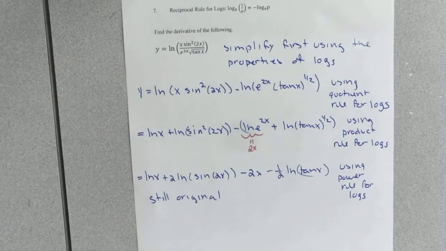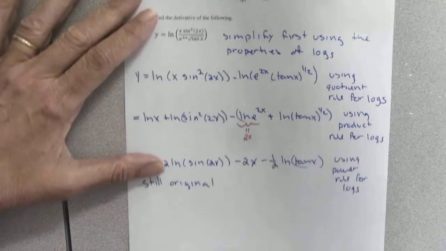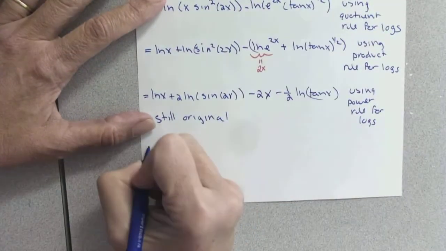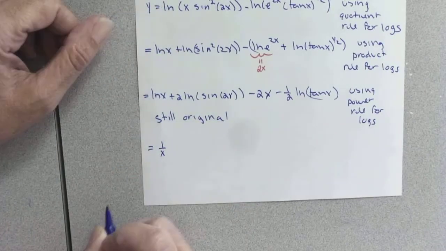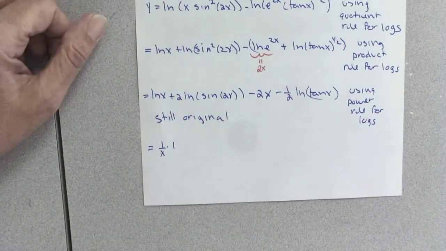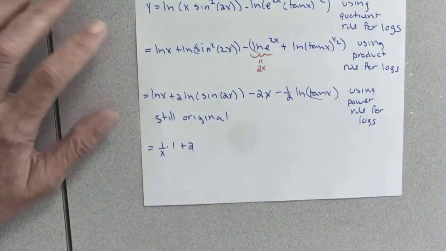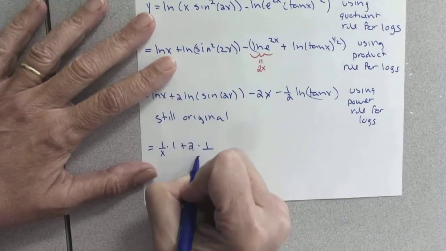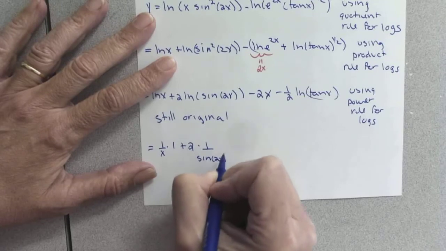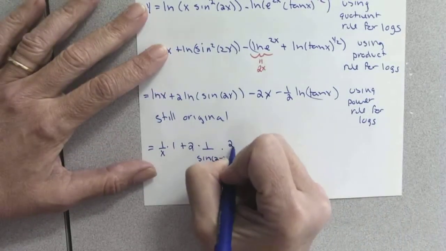And there, that is still the original. But it's in a much more calculus-friendly format. For all the logarithms, I can just do 1 over the argument, derive the argument, and from 2x, derivative of 2x is just 2. So now each time, 1 over the argument, derive the argument. The 2, just a coefficient, so it just stays there. 1 over the argument, derivative of the argument.